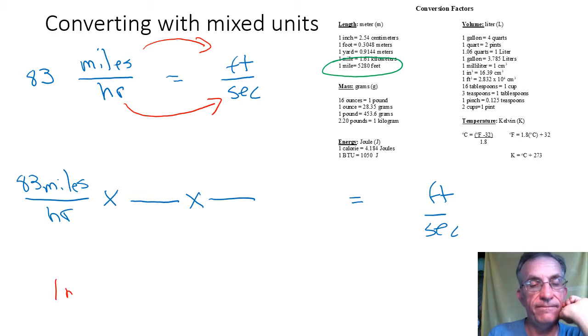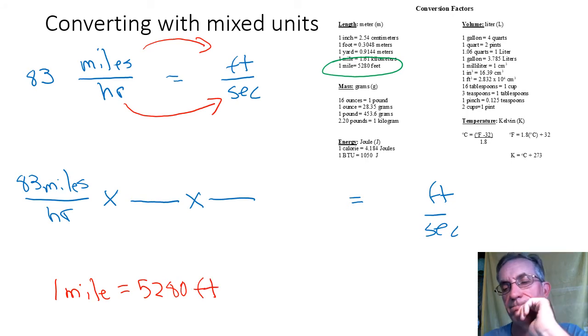1 mile is 5,280 feet. All right, we can use that. That's going to help us out, right? That's going to get it from miles to feet. Oh yeah, we got a way of doing that now.